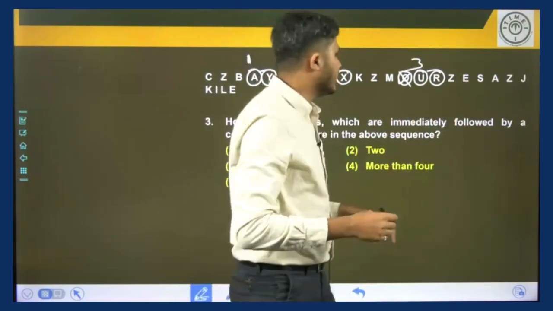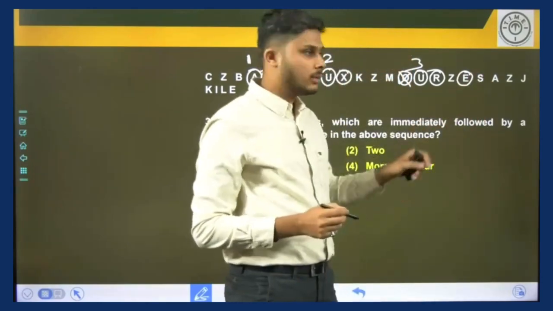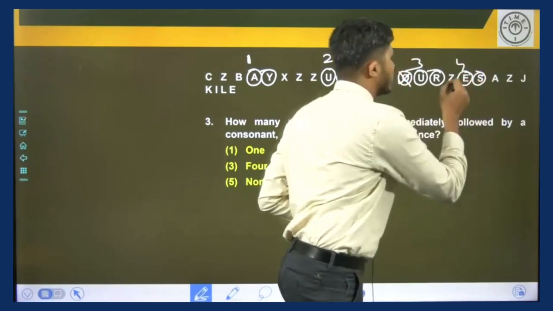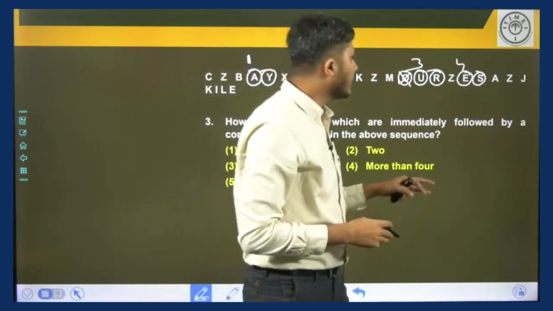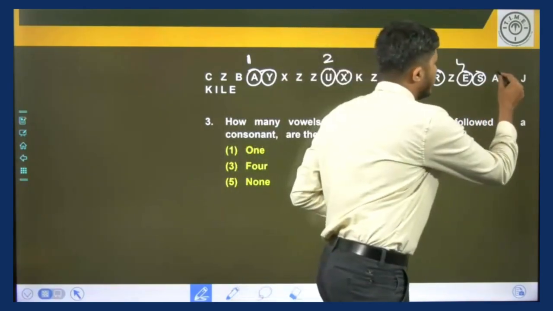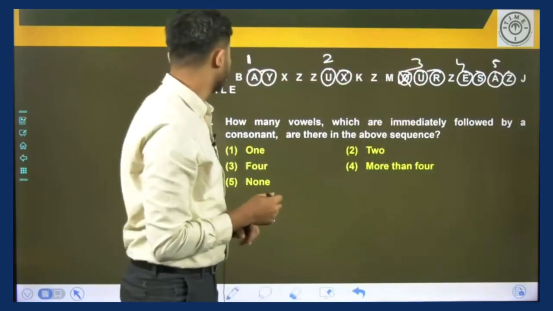And the next, which is E, is also immediately followed by a consonant. This is the fourth. And the next vowel here is A, which is also immediately followed by a consonant. So this is the fifth.